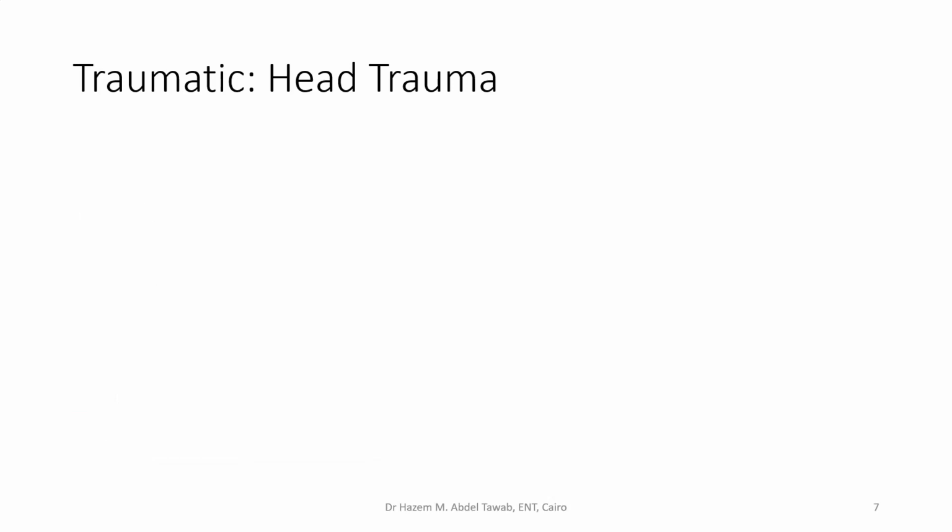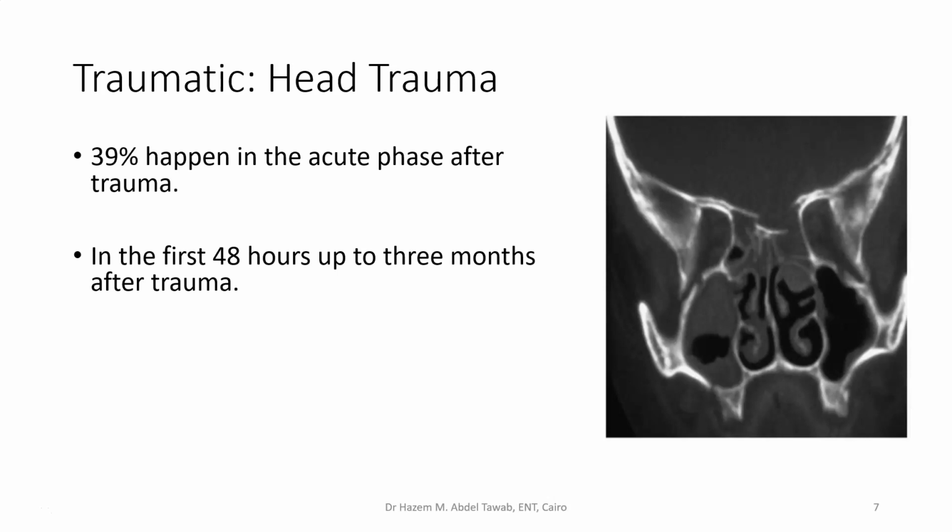What about traumatic? As I have said in the classification, trauma can be head trauma, like for example a fall, like for example road traffic accidents, and it can be iatrogenic. So in this slide, or actually in the coming two slides, I'm going to discuss head trauma. For head trauma, it has been found that 39% of CSF leaks can happen in the acute phase after trauma. This is a big number.